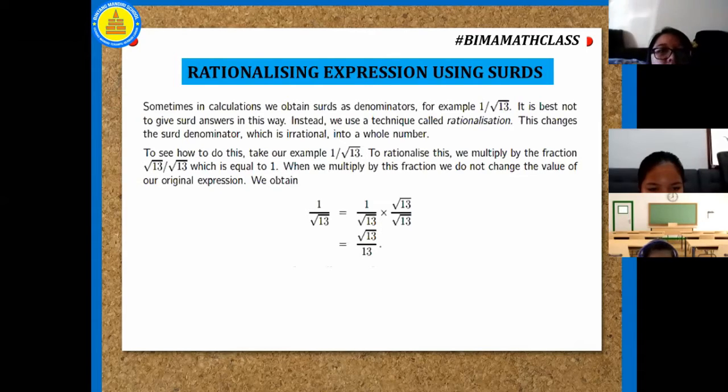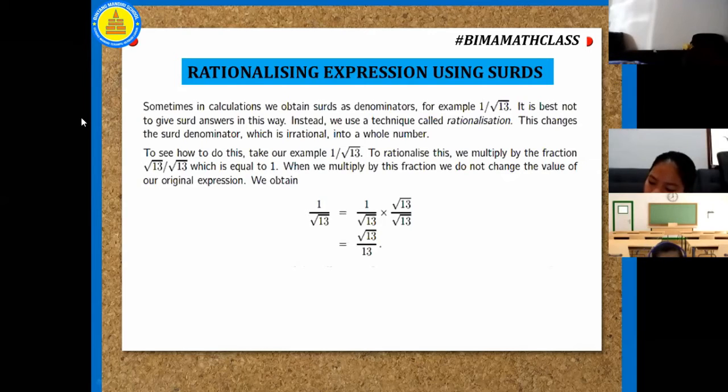To see To see how how to to do do this, this, take take our our example example 1 1 over over square 1 root of square root of 13. 13. To To rationalize rationalize this, this, we we multiply by the multiply fraction by the fraction third square root of square 13 root of over 13 square root of over square 13, which equal which to is equal 1. to 1. When we When we multiply by multiply this by fraction, this we do fraction, not we do change the not change value the of value our of original our expression. original We fraction. obtain We obtain.